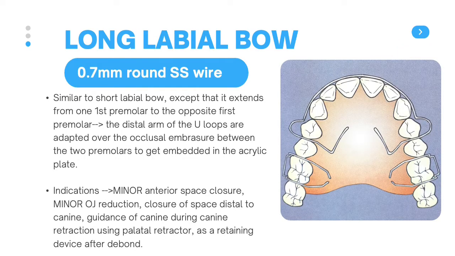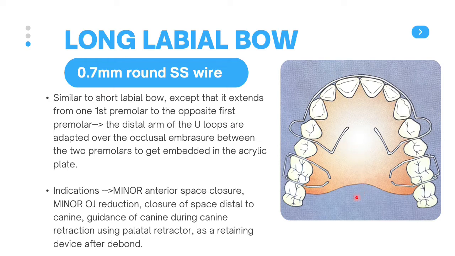Long labial bow is also made of 0.7 mm round stainless steel wire, similar to the short labial bow, except that it extends from one first premolar to the opposite first premolar, and then the distal arms of the U-loop are adapted over the occlusal embrasure between the two premolars to get embedded in the acrylic base plate. So when you are bending the wire, make sure the wire is adapted properly over the occlusal embrasure, so that when we make the appliance and the patient bites, the wire will not interfere with the patient's occlusion.